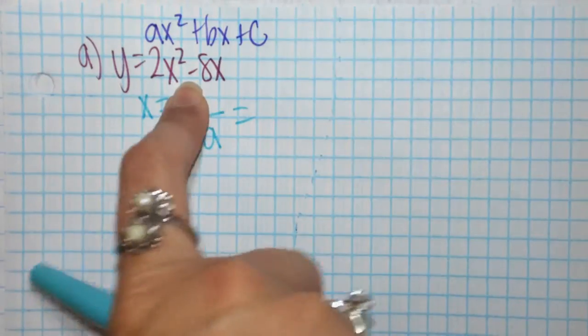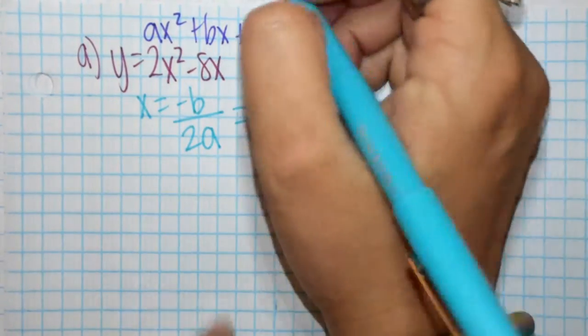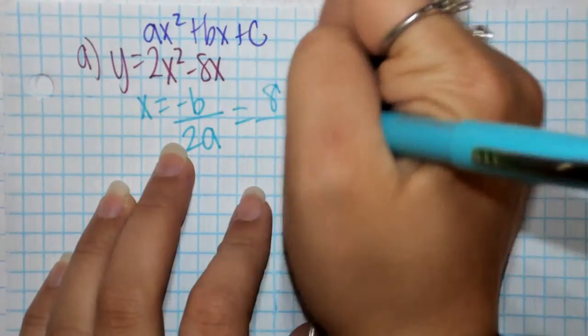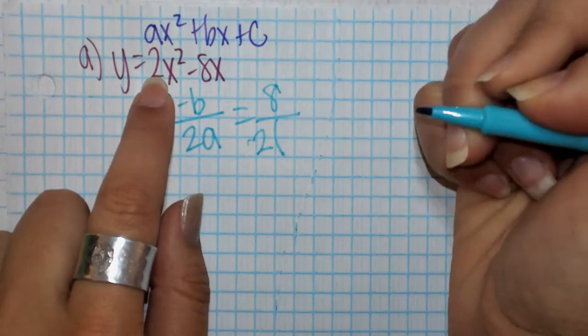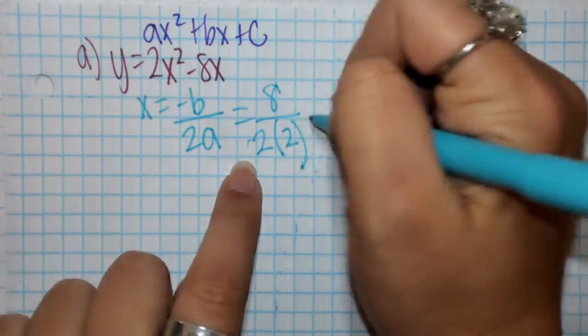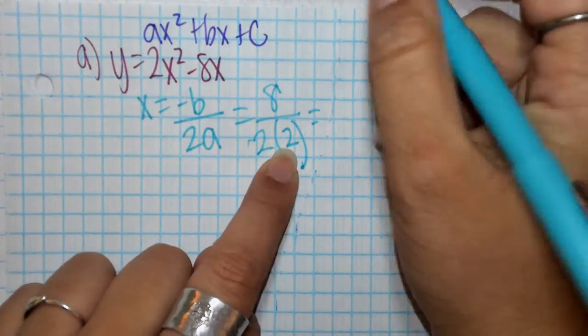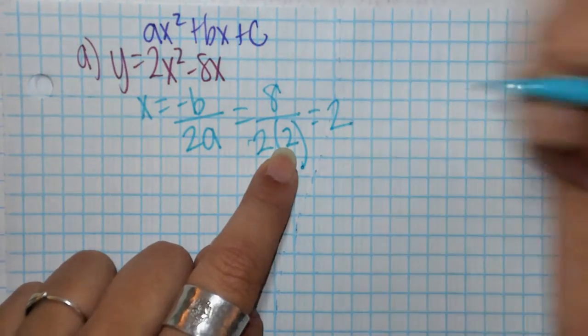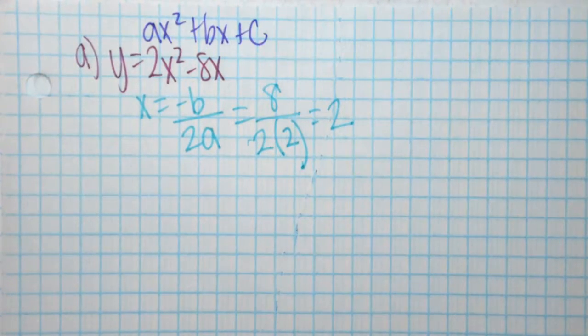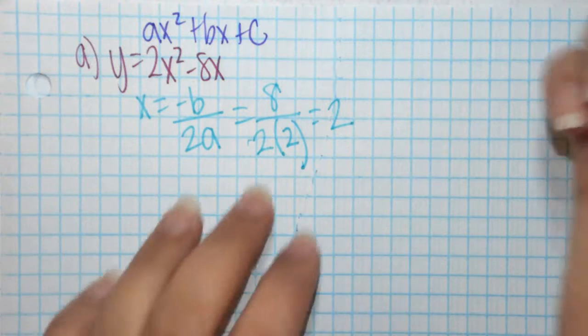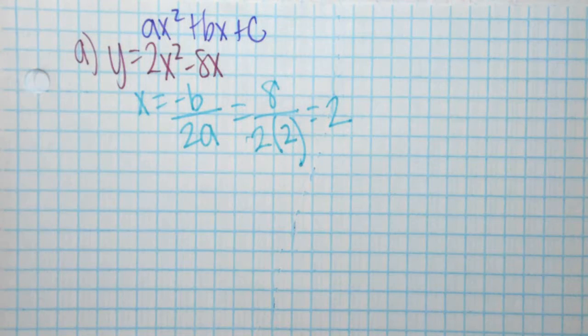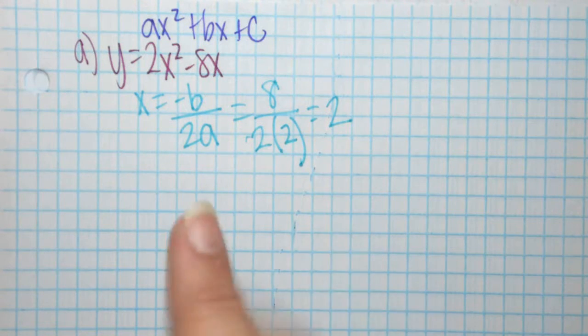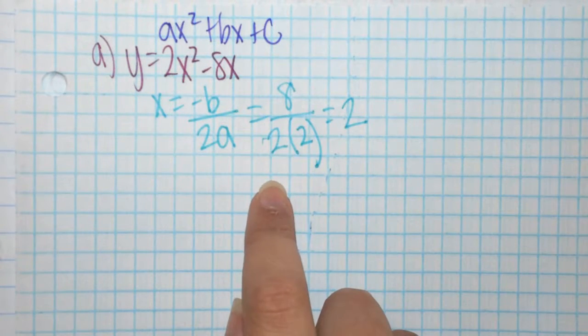Alright, so you do the opposite of B. B is negative 8, so what's the opposite of negative 8? Positive 8 divided by 2 times, what's our A? 2. Alright, what's 2 times 2? What's 8 divided by 4? Crazy, I don't even know how I did that. Are you serious? Okay, because if you are, I can re-explain it. I just need you to tell me honestly.